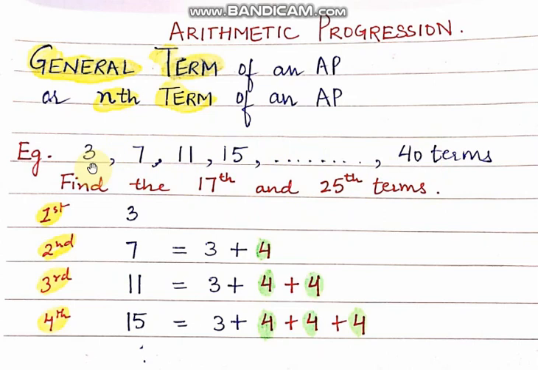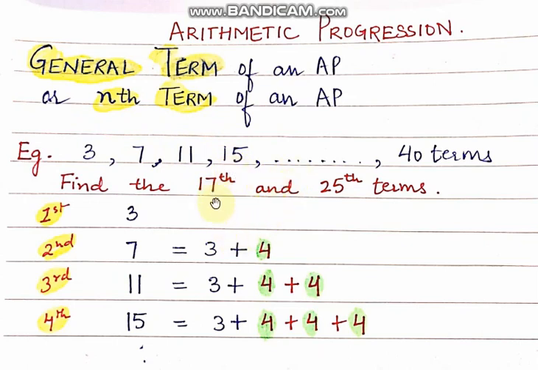So we just start observing, and we come to the conclusion that 3 plus 4 gives me 7, then 7 plus 4 gives me 11, and further 11 plus 4 gives me 15. So this sequence is following some pattern, right? And what is that pattern? We are jumping. A jump of 4 gives me 7, then another jump of 4 gives me 11, and another jump of 4 gives me 15, and so on.